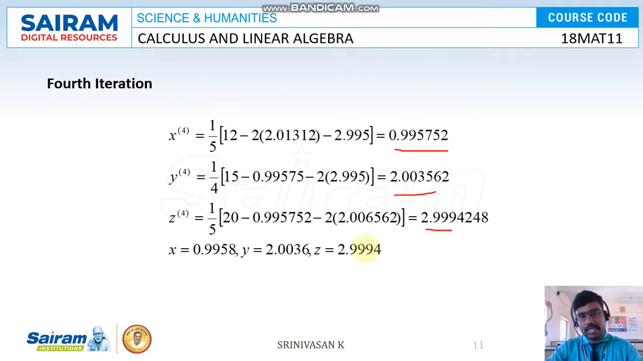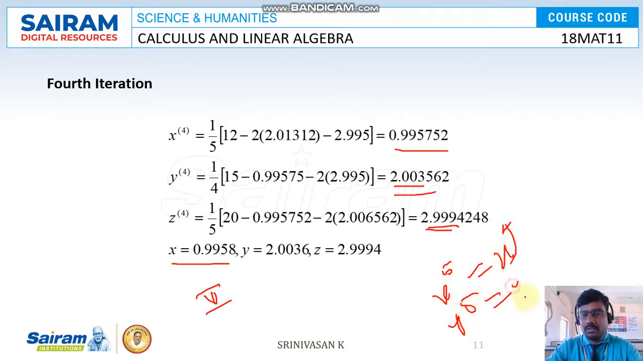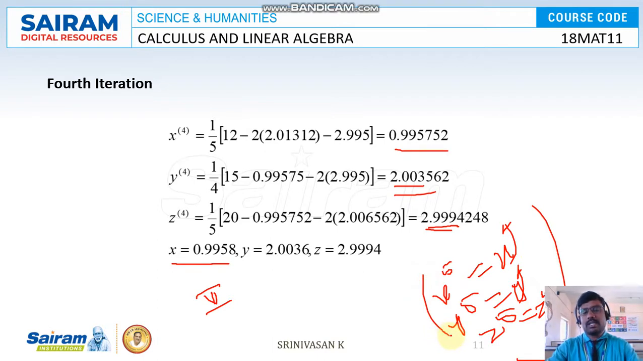If you do the next step, definitely the answer is satisfied. x equal to 0.9958 and y equal to 2.036 and z equal to 2.994. If you do the fifth iteration, definitely the consecutive values are equal. That means x power 5 is equal to x power 4, y power 5 is equal to y power 4, and z power 5 is equal to z power 4. If two consecutive values are equal, we can stop the process.